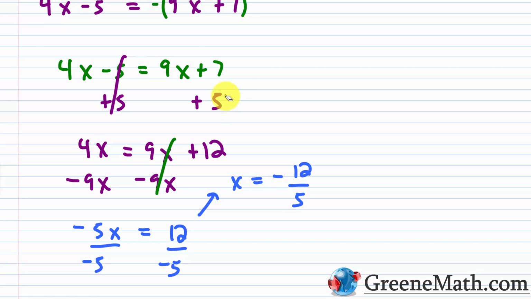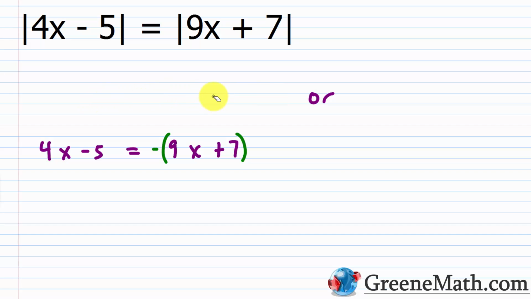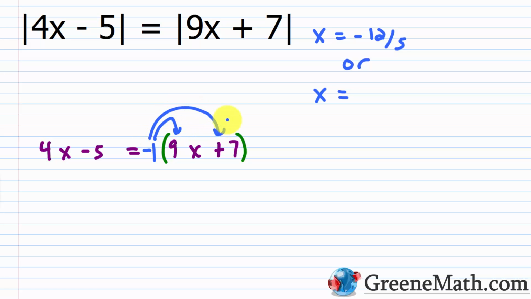So let's erase all of this. We're going to keep that x equals negative 12 fifths. So I don't need this equation anymore. I'm just going to put x equals negative 12 fifths. And then I'm going to have my or here. I'm going to do it vertically. And then I'll have x equals something here. And we'll get that from this. Okay. So here I'm going to distribute my negative to each term. Again, if you have trouble with that, put a -1 there and then distribute. Okay, that's the easiest way to remember. So 4x minus 5 is equal to -1 times 9x is negative 9x. And then -1 times 7 is minus 7.